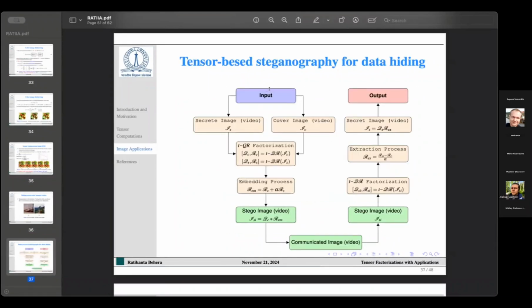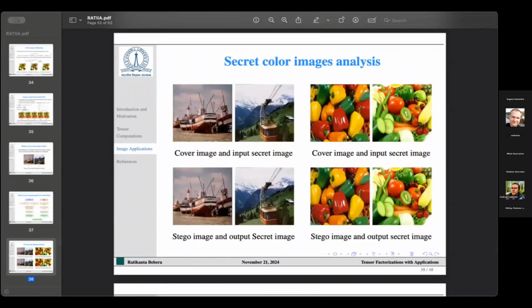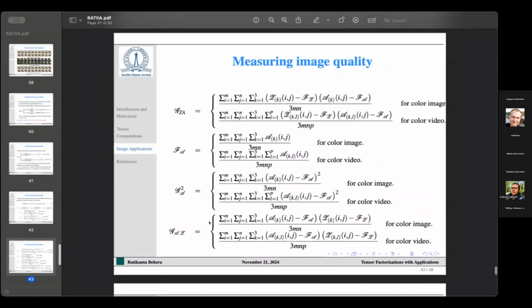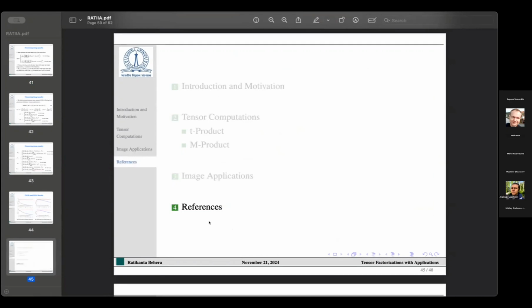So here, what we can say is the input image. This is the flow chart for this. And from these color images and secret images, we can get stego images, and some videos. I'm not going into the details of this.